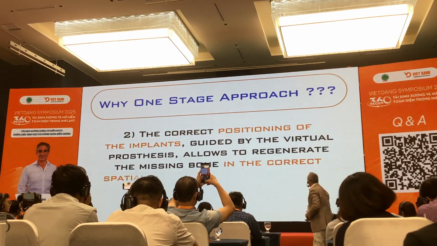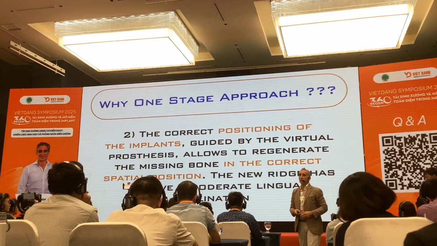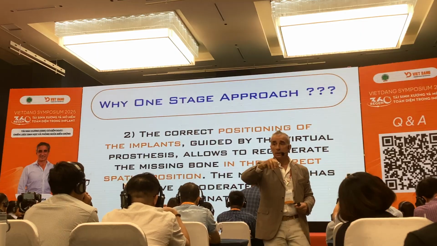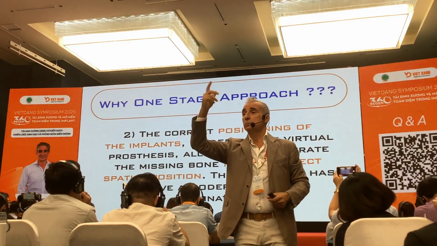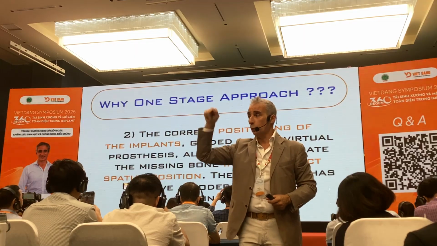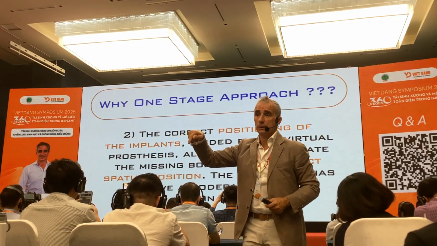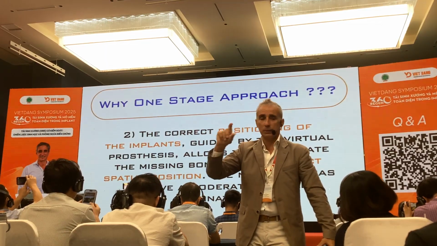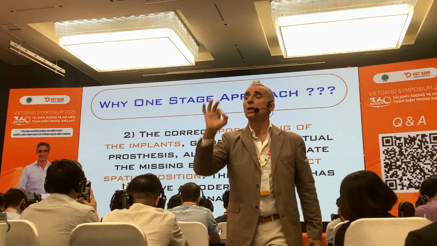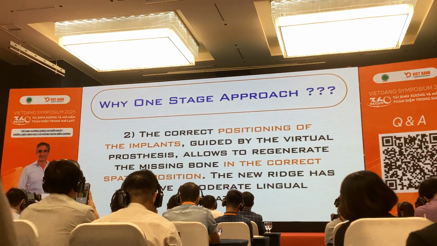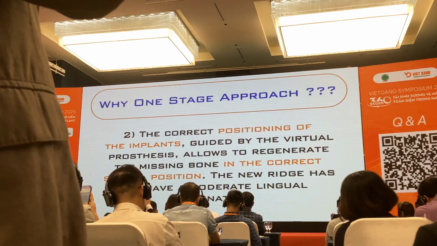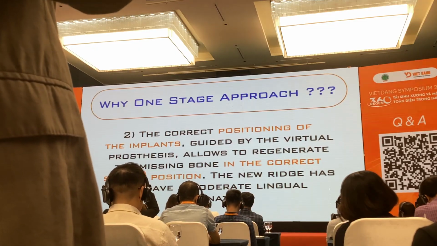Then, the correct positioning of the implants. If you place the implants contextually to the GBR, not at random, but with a surgical guide, even if you are fixing the implant at 2, 3, 4, or 5 millimeters, in any case, with a surgical guide, you can define with the implants the ideal spatiality of the bone volume that you want to regenerate.